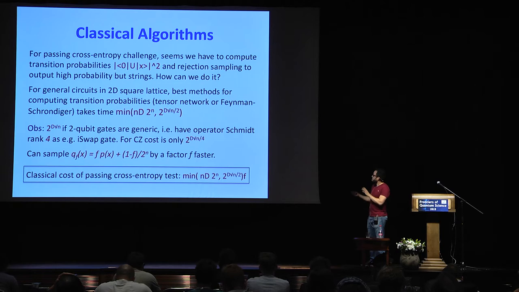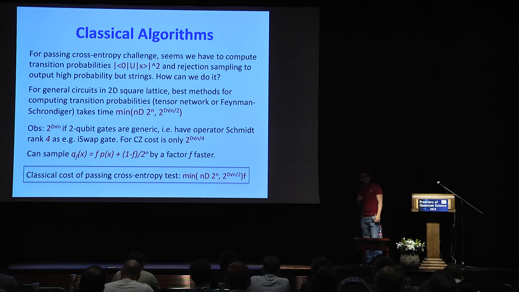But if you have a control-Z gate, which is also a natural gate in superconducting qubits, it actually has Schmidt rank only 2. So then the simulation is way faster, it's square root faster. That's important. If you want to reach supremacy, you should try to implement some iSWAP. You can tolerate twice the error rate that you can tolerate for CZ. So that's just one remark.